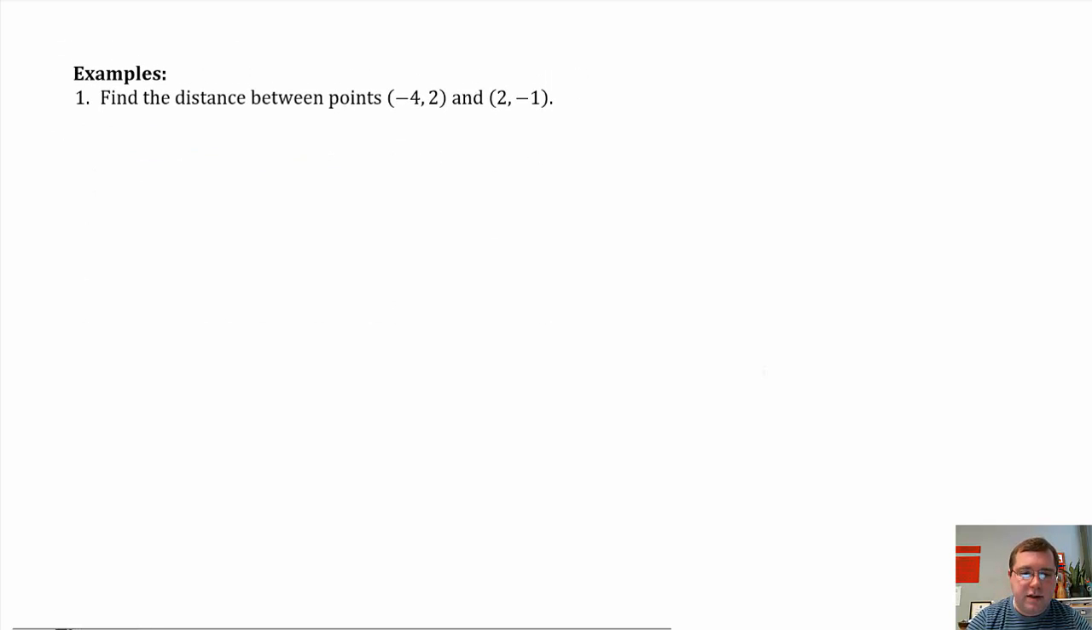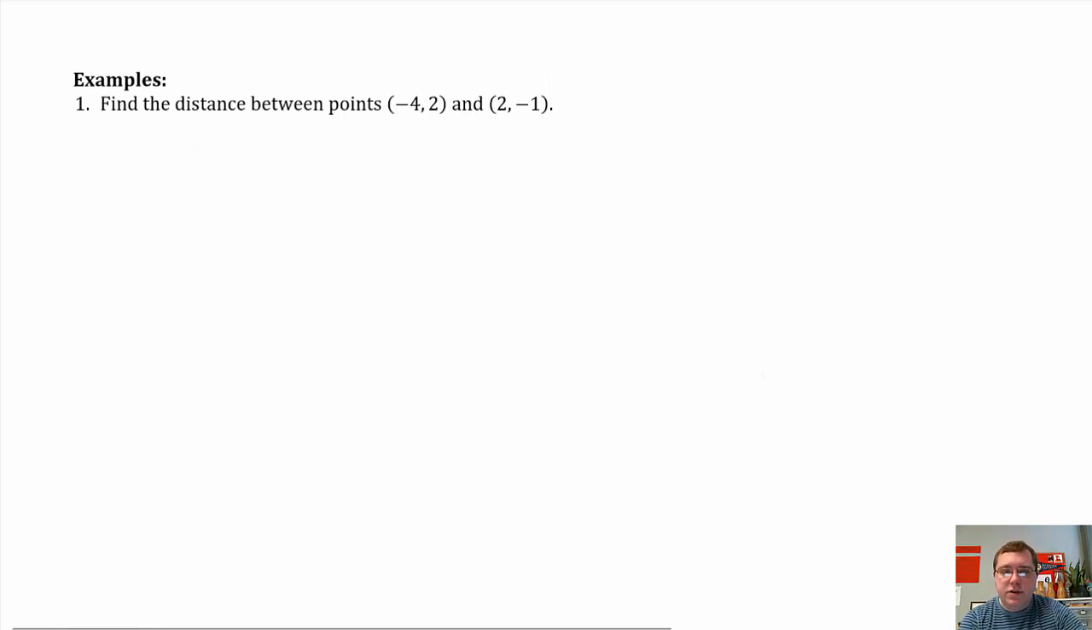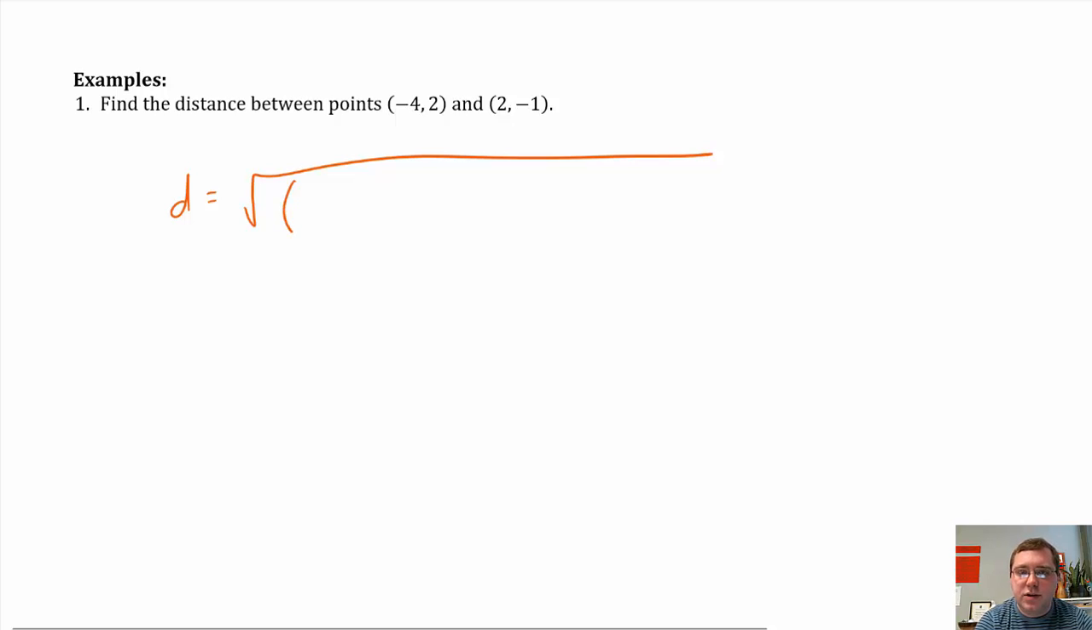Find the distance between points (-4, 2) and (2, -1). According to the distance formula, that distance is the square root of x2 minus x1. It's just natural to call the second one they gave us x2, y2, and the first one they gave us x1, y1. But really it won't matter as long as we're consistent. So we'll do 2 minus -4. Be careful with your negatives. Make sure you're subtracting each number. Squared plus y2, which is -1, minus y1, which is 2, squared.